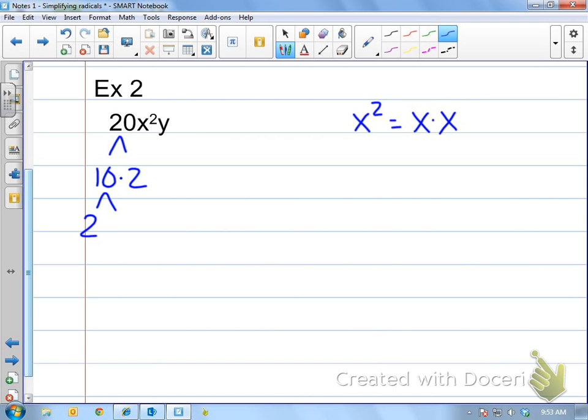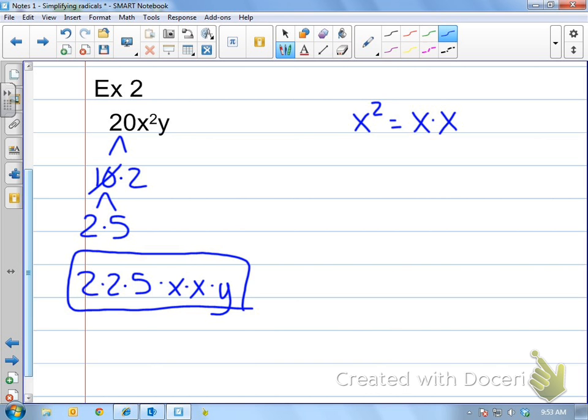And then we can factor 10 again. So for our integer, we get the prime factorization of 2 times 2 times 5. And now we just have to write out our variables beside it. We said x squared is really x times x. So we have times x, times x. And then y, it didn't have an exponent. So we just leave one of them. So this would be our final answer, including variables.